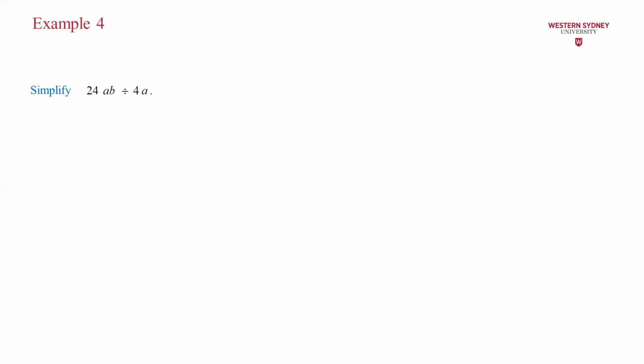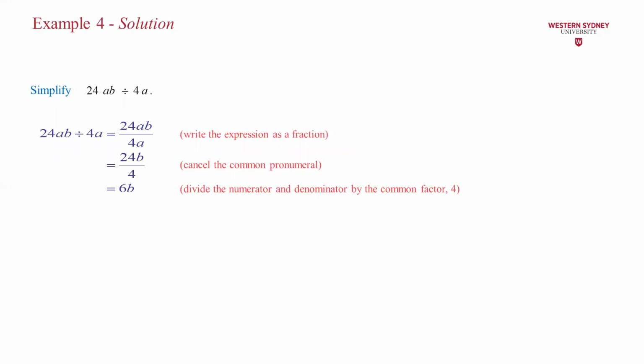Example 4. Simplify 24ab divided by 4a. When doing division with algebraic terms, it is best to write them as a fraction. So we have 24ab divided by 4a. Now we can cancel out the a from the top and the bottom. Now we have a 24 and a 4, they're both divisible by 4. 24 divided by 4 is 6, and 4 divided by 4 is 1. So our final answer is 6b.